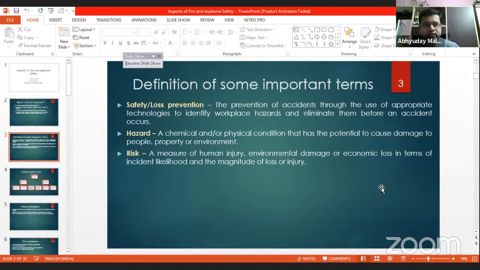Another concept that is associated with safety is risk. Risk is the probability or likelihood of an accident or incident occurring. It also measures the human injury, environmental damage, or economic loss in terms of this probability of the occurrence of an accident. So these are some common terms that are used in safety engineering. There are lots of other terminologies, but because we have 1.5 hours with us, we shall not go into the details of those terms. We shall proceed with the topic that has been chosen by us.